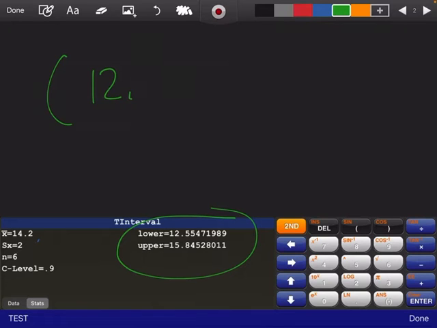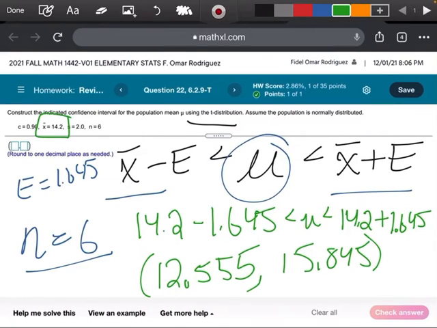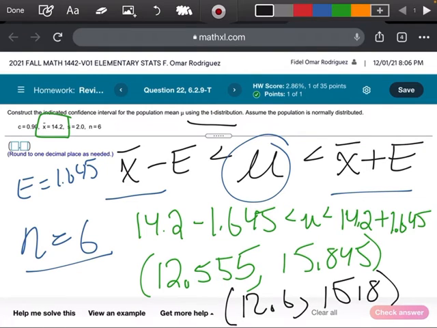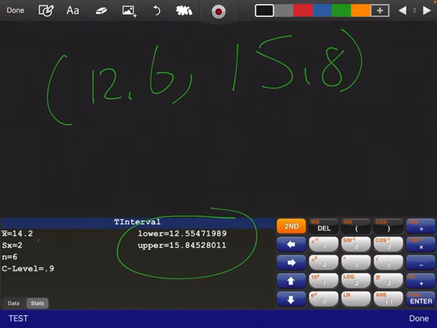So look, 12 point, and I'm going to go to 1 decimal place, y'all, because that's what my lab is asking me to do. So if I go to 1 decimal place, 12.6 and 15.8. Again, same numbers that I have here. If I go to 1 decimal place, 12.6 and 15.8. So you have 2 options on how you can do this. Do you want to do it manually? That's how I showed you the first time. Do you want to do it using the calculator? That's how I showed you this time.